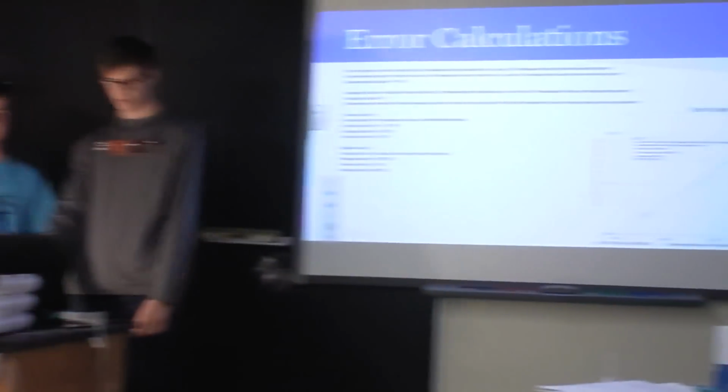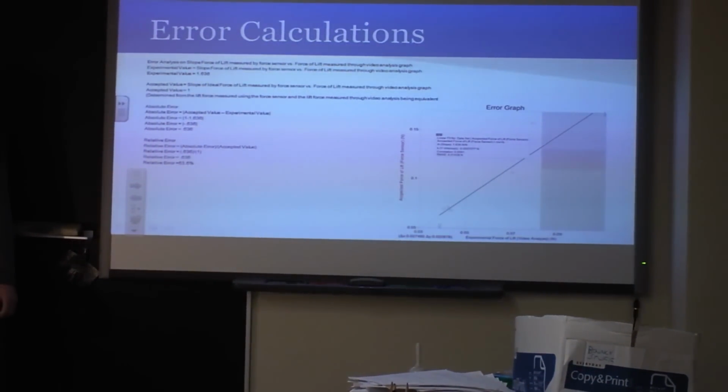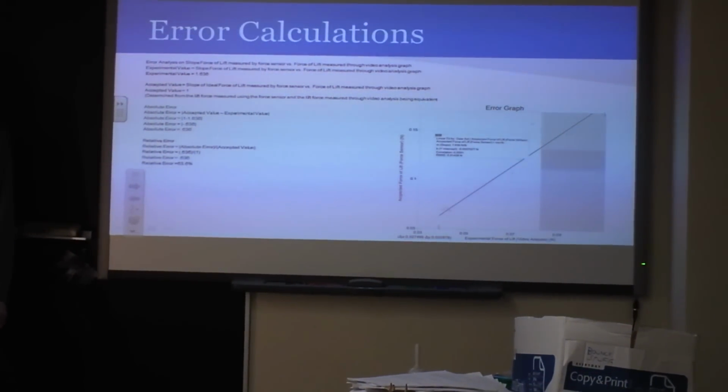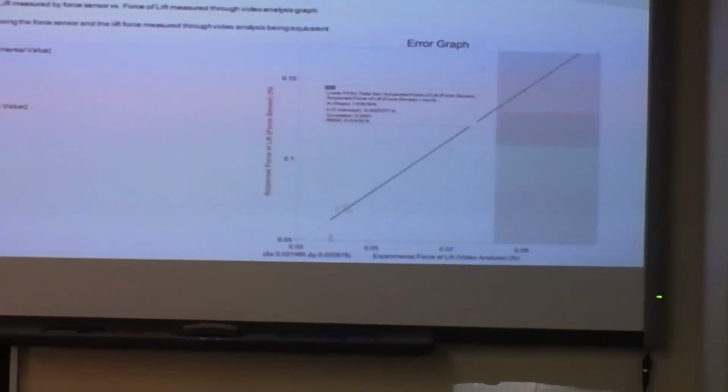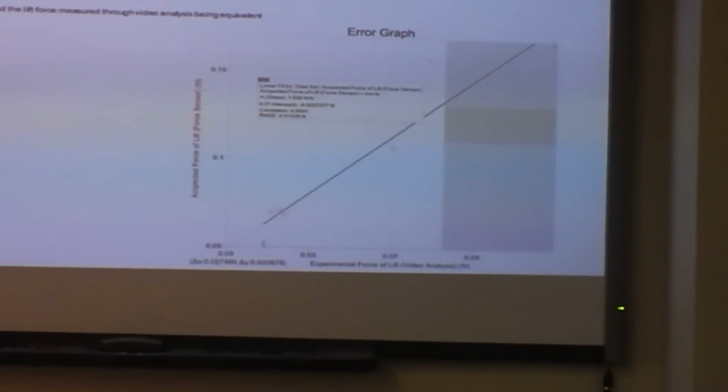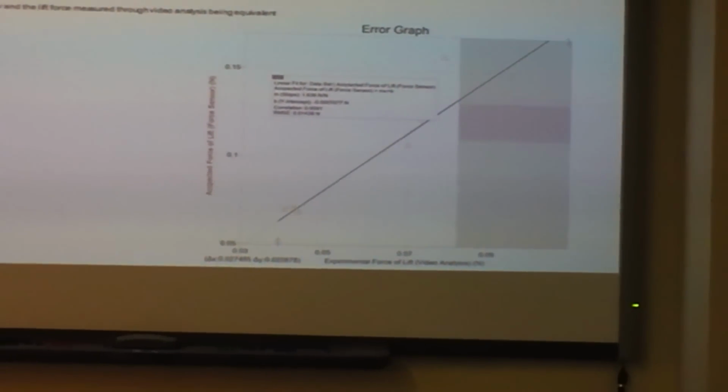And these are our actual error calculations when comparing. We called the force sensor value our accepted value and compared it to our video analysis. And so it shows the video analysis had a 63% error, which I guess makes sense because of the friction.